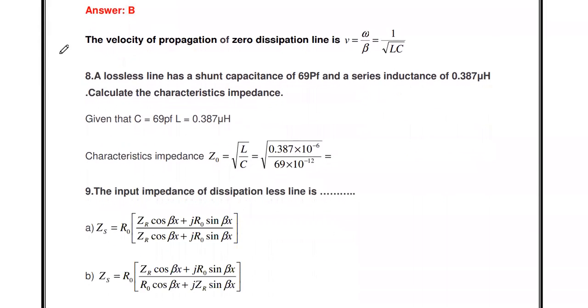Then using these formulas, there is a possibility to ask two more problems.